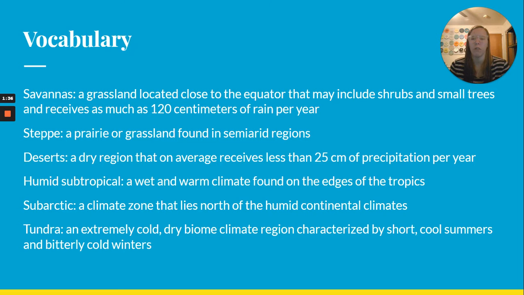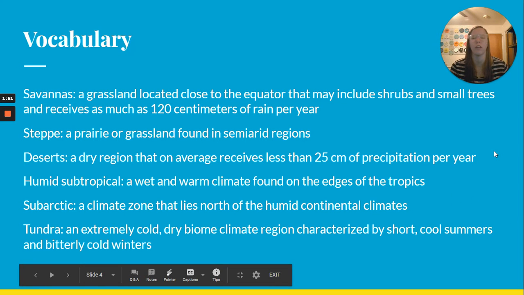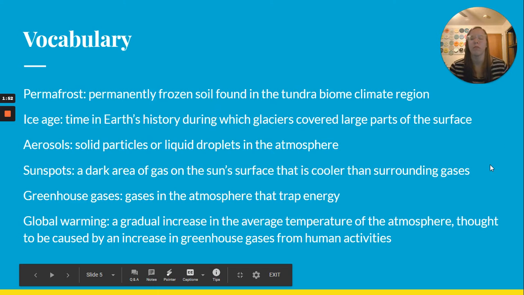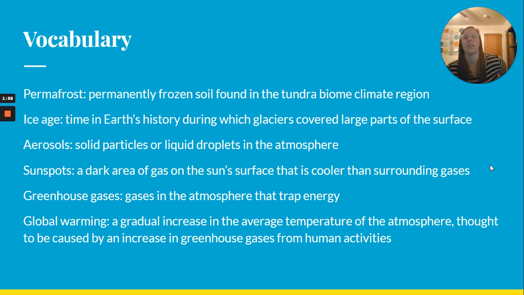Humid subtropical is a wet and warm climate found on the edges of the tropics. Subarctic is a climate zone that lies north of the humid continental climates. Tundra, an extremely cold, dry biome climate region characterized by short, cool summers and bitterly cold winters. Permafrost is a permanently frozen soil found in the tundra biome climate region. Ice Age, time in Earth's history during which glaciers covered large parts of the surface.